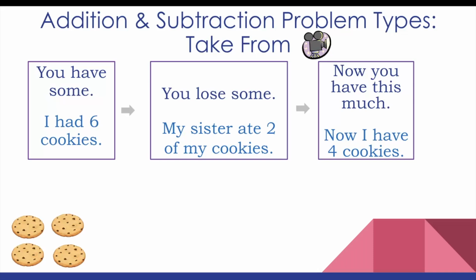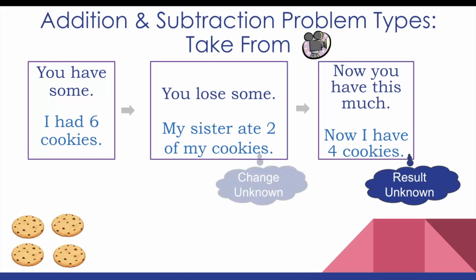Any piece of the information can be unknown for this math problem. It could be result unknown. I had 6 cookies. My sister ate 2 of my cookies. How many cookies do I have now? Introduced in kindergarten.